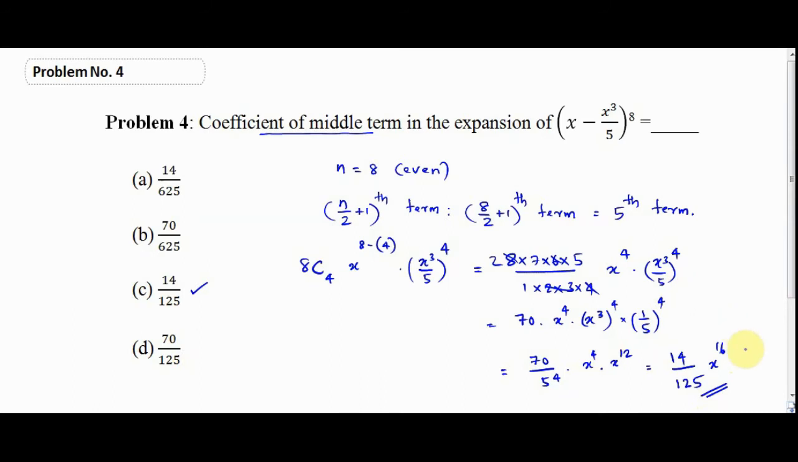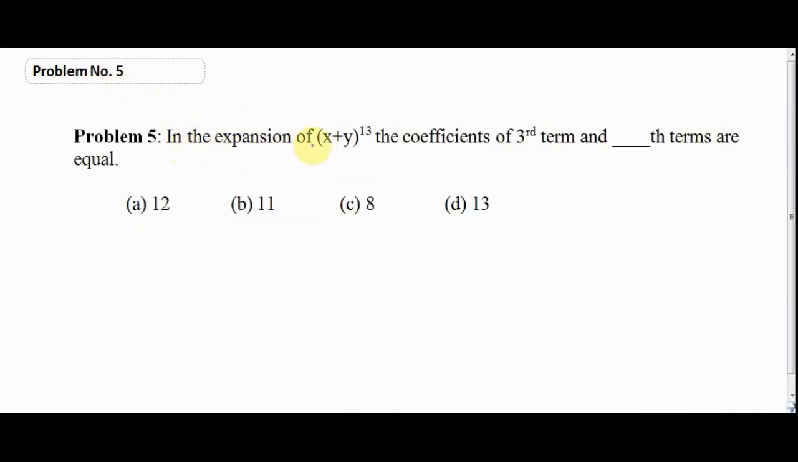Okay. Problem number 5. In the expansion of (x + 5)^13, the coefficients of the third term and dash terms are equal.